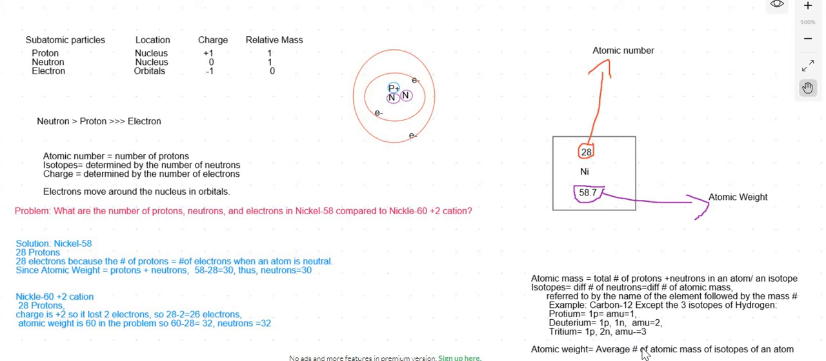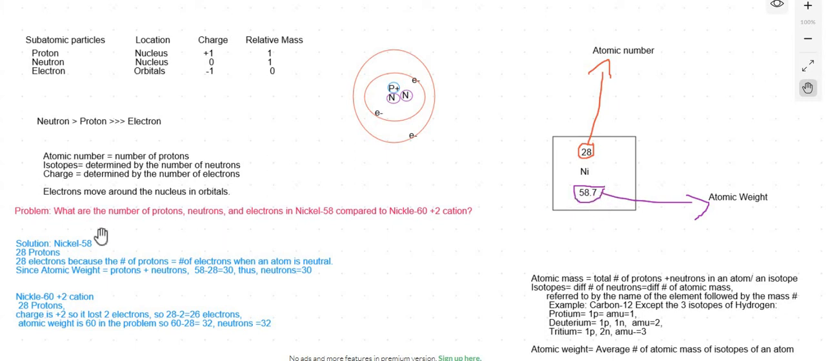Atomic weight is the average of the atomic mass units of the isotopes of an atom. And so for you to find the atomic weight of nickel, you would just average all the atomic mass numbers of all of its isotopes, and that will give you the atomic weight. And here's the atomic weight. It's just the average of all of nickel's isotopes.